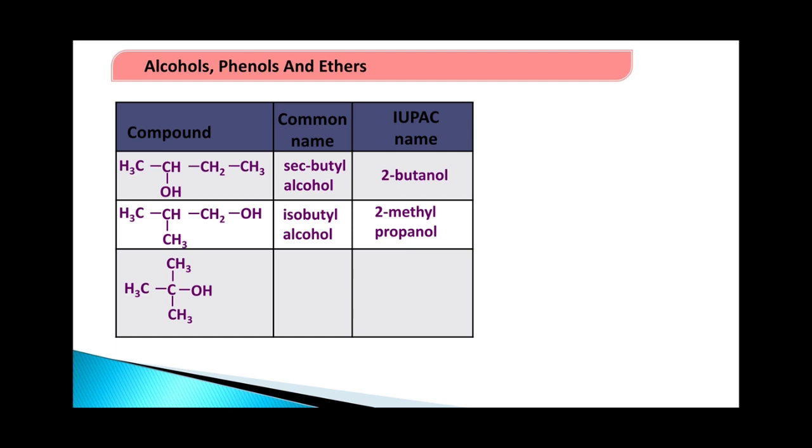You are going to study CH3, C, CH3, CH3, OH. Here also it is one of the isomeric forms of butane, and OH is attached to which carbon? Tertiary carbon. Hence it will become tertiary butyl alcohol. But what about the IUPAC system? In the IUPAC system, we have only 2 carbons in the parent chain.